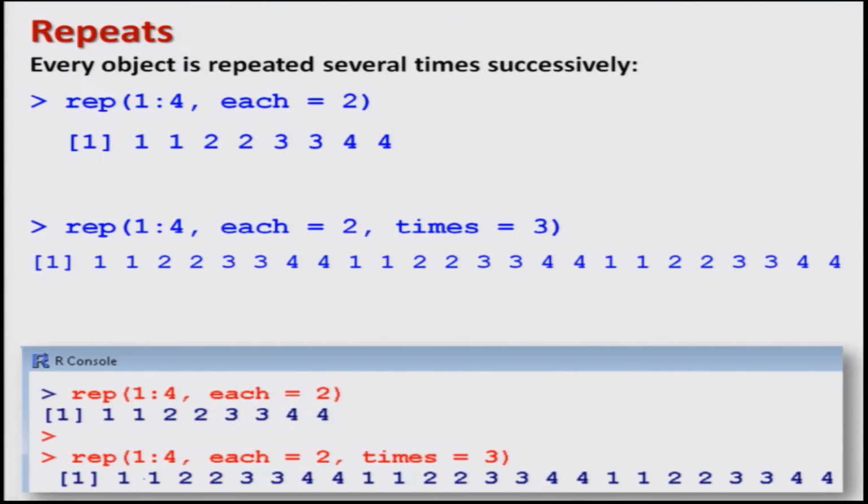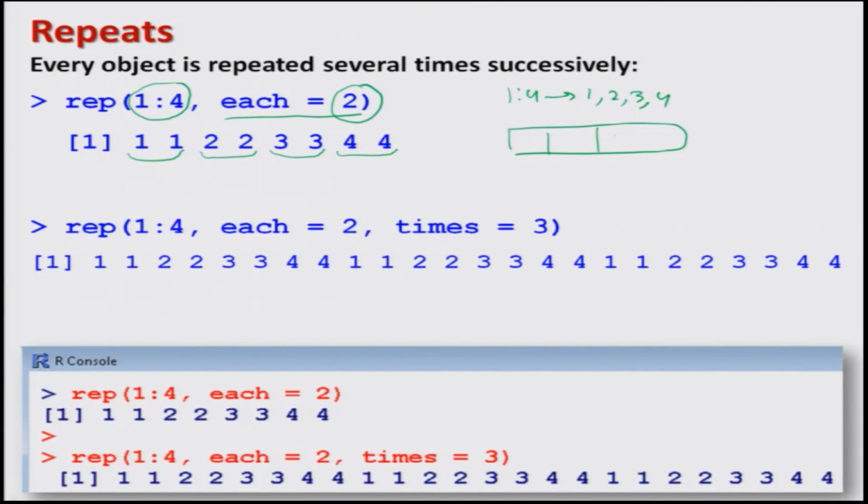Now, another example. You can see here that I am trying to take a sequence and each element of the sequence is repeated using each and times options. So, I take a sequence of 1, 2, 3 and 4. This 1, 2, 3 and 4 is specified by 1 colon 4. Now I am saying each equal to 2, that means each of the values in this sequence 1, 2, 3 and 4 has to be repeated 2 times. Another example on the same line. So, you can see 1 is repeated 2 times, 2 is repeated 2 times, 3 is repeated 2 times and 4 is repeated 2 times. And this is the same thing that I have got here, 4 cells, every cell containing the value 1, 2, 3 and 4, each repeated 2 times.